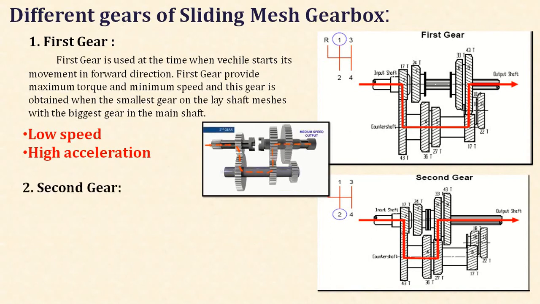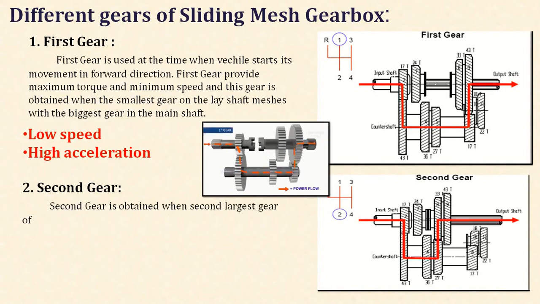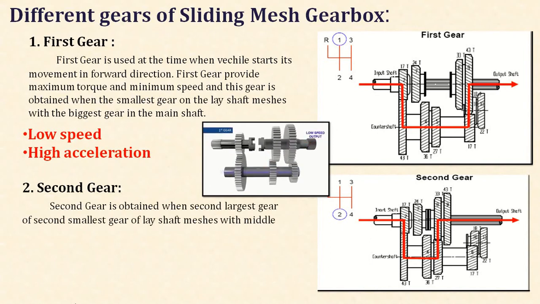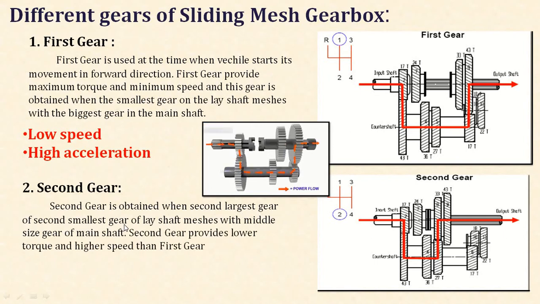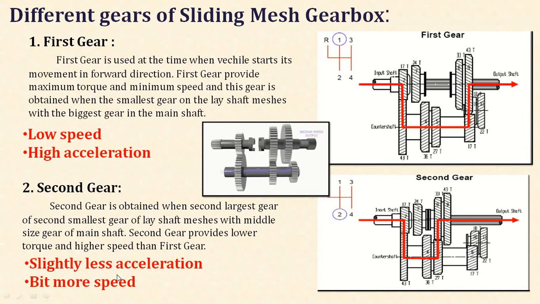We use the second gear once the vehicle is propelled. The second gear is obtained when the second smallest gear of the lay shaft meshes with the middle-sized gear on the main shaft. The second gear provides lower torque and higher speed than the first gear, so slightly less acceleration is required and a bit more speed. Somewhat increased speed in the second gear is obtained through the engagement of this lay shaft gear and main shaft gear.